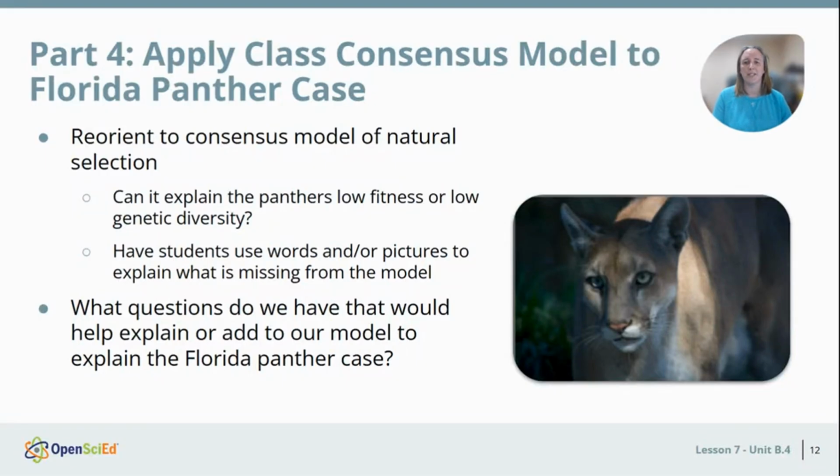One of the key moments of Lesson 7 is applying our current consensus model of natural selection to the Florida panther case. Students figure out that our model can explain how the Florida panther became adapted to their environment, but it can't explain the low fitness and low genetic diversity of the Florida panthers. Having the students discuss and figure out what they need to know or come up with questions we need to answer helps them to figure out that our model can't explain the Florida panther and helps lead us into our next set of lessons. It's important to keep coming back to the students' questions to push forward thinking and problematizing natural selection.